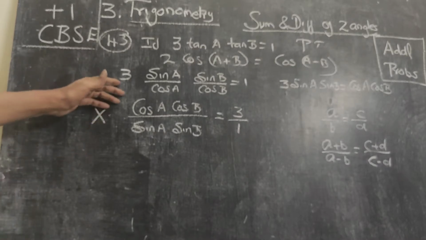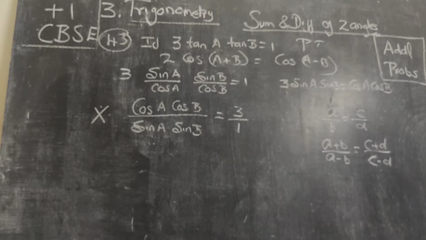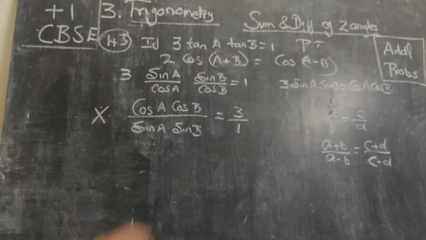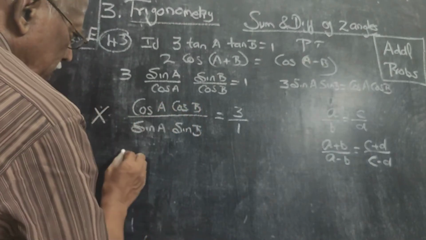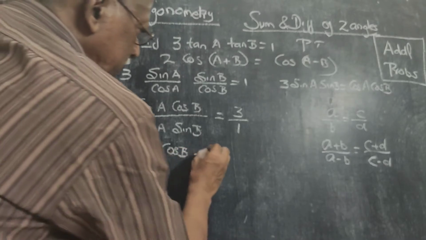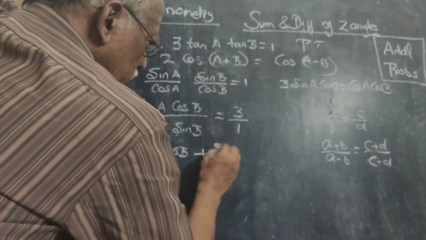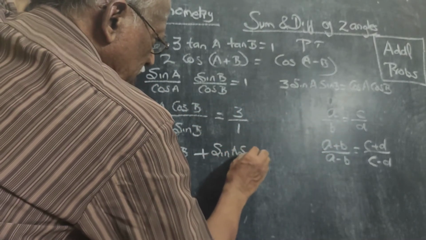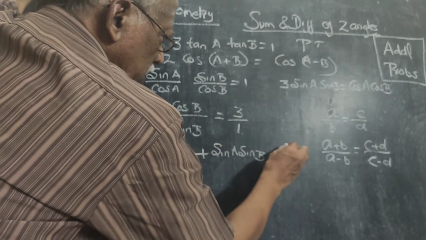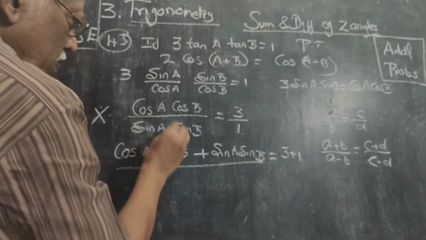I am going to apply here the componendo dividendo because I want cos A plus B. What is cos A plus B? Cos A plus B is cos A cos B minus sin A sin B. Cos A minus B is cos A cos B plus sin A sin B. So for that part I am doing this. Applying the componendo dividendo, this will become cos A cos B plus this one, denominator. Numerator by denominator, numerator plus denominator, that's what we are doing. So this is sin A sin B. Same way here also 3 plus 1 by numerator minus denominator.